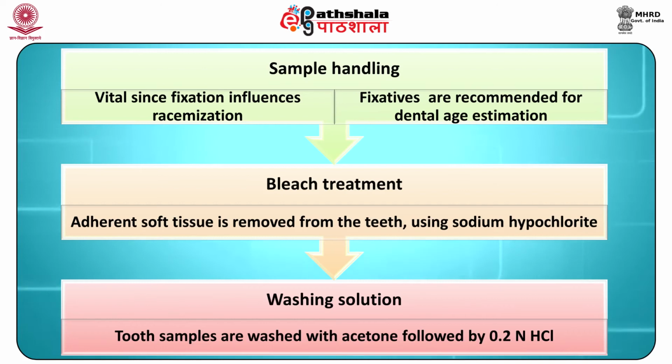The sample handling. This is vital since fixation influences racemization. Fixatives such as ethanol, formalin and formaldehyde are recommended as standard fixatives for the dental age estimation. The second one is the bleach treatment. There the adherent soft tissue is removed from the teeth using sodium hypochlorite. Then third step is the washing solution. The tooth samples are washed with acetone followed by 0.2 normal hydrochloric acid.